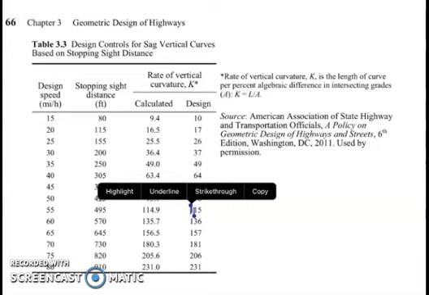So which means that the values for our K sub C and K sub S are 84 and 96 respectively. So that will be the design speed now, which is 50 miles per hour.